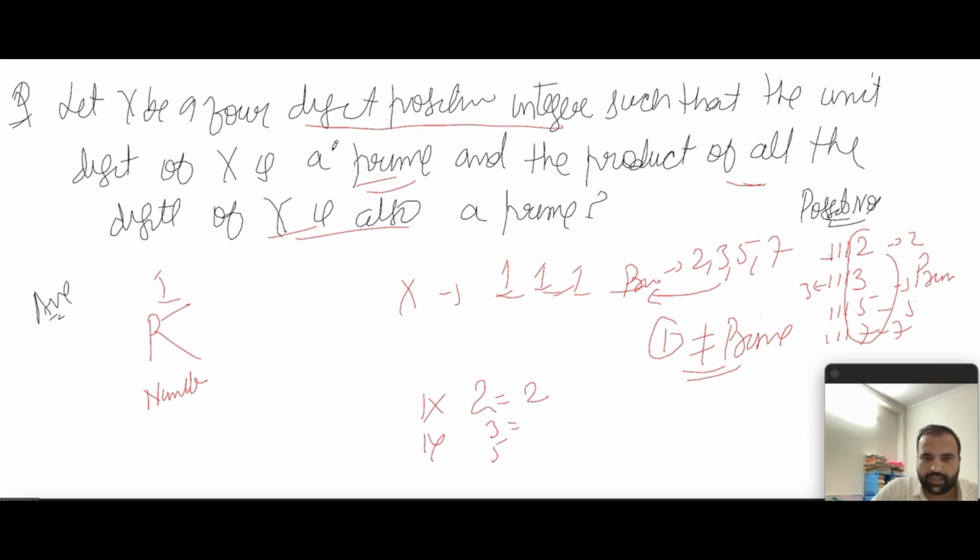If you want, I can redo the question again. X is a 4-digit number with digits A, B, C, D. D has to be prime, and A into B into C into D has to be prime as well. Both the conditions will be satisfied.